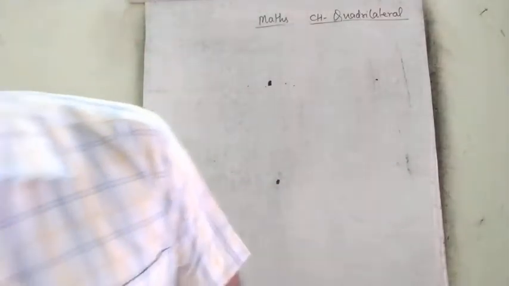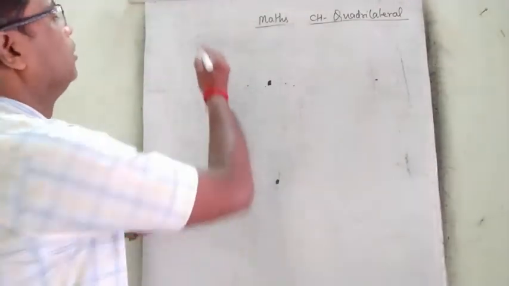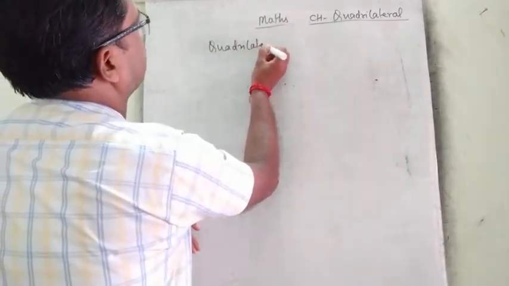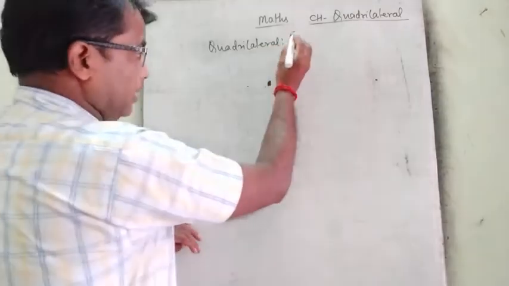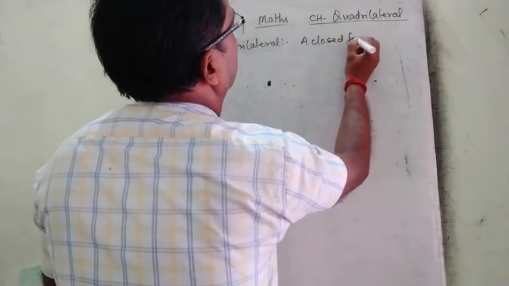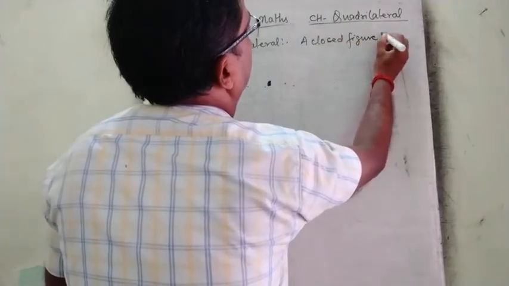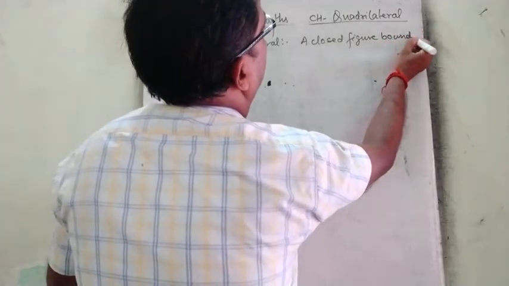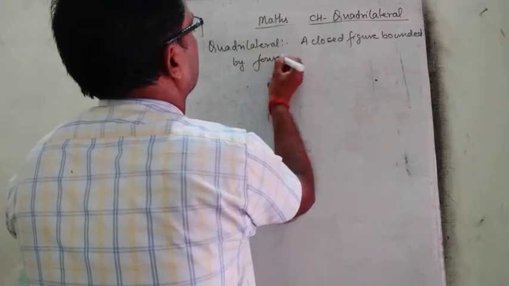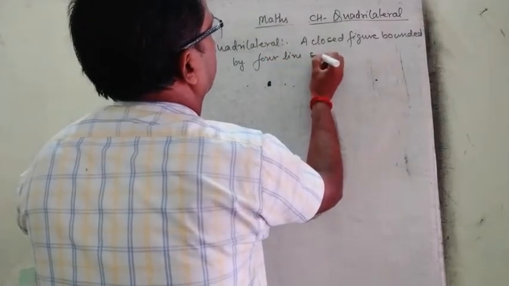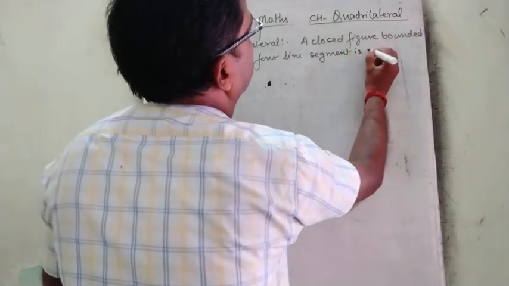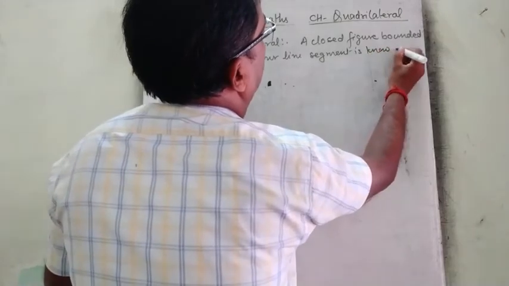Quadrilateral, what is the definition of quadrilateral? A closed figure bounded by four line segments is known as a quadrilateral.